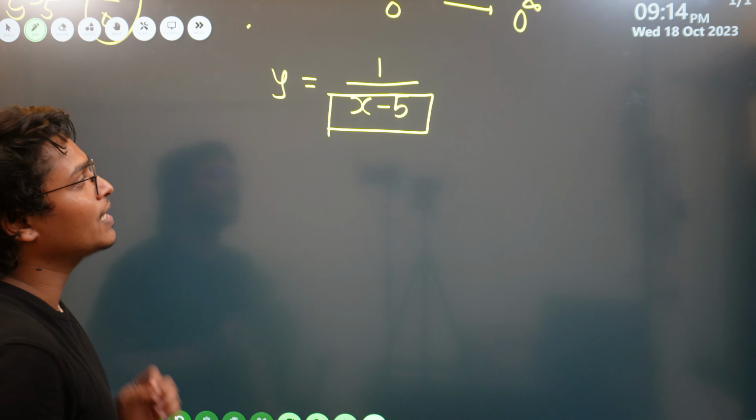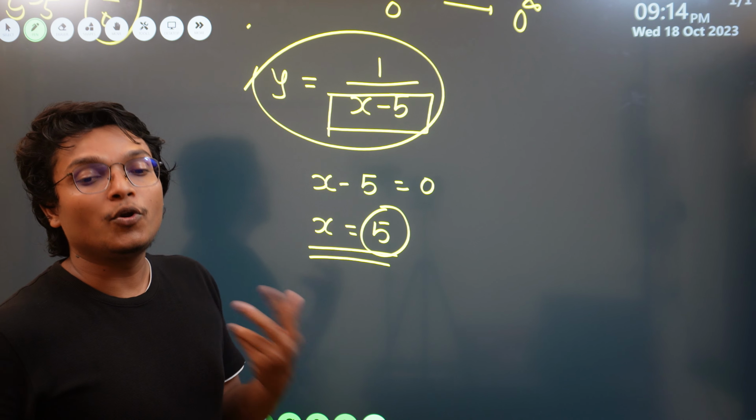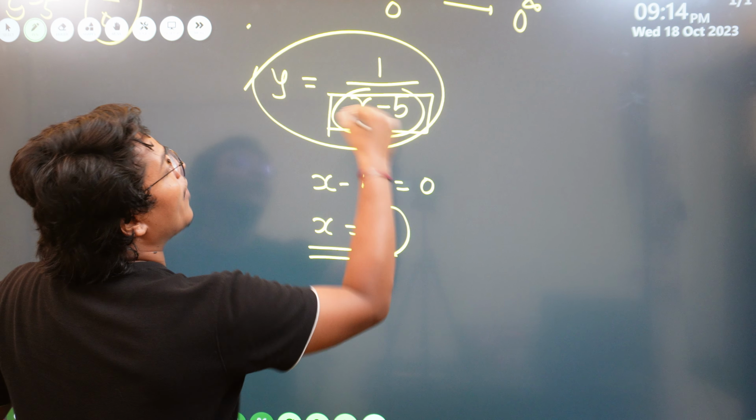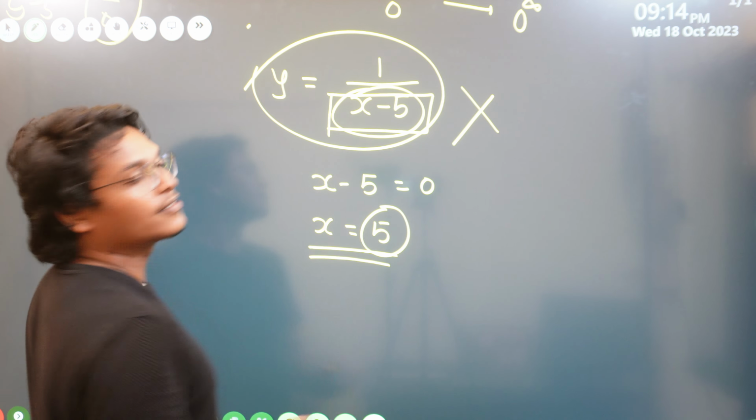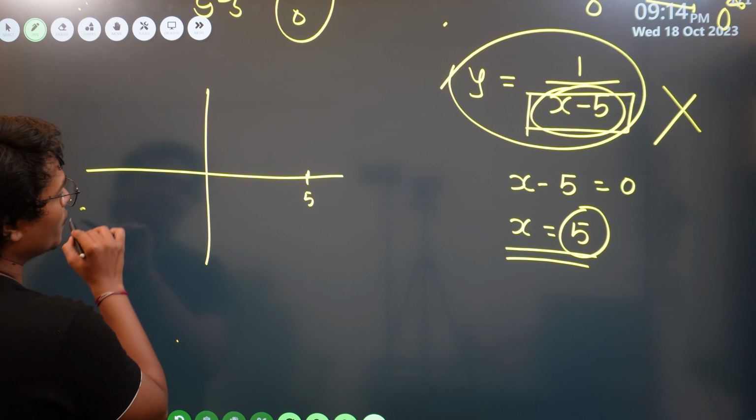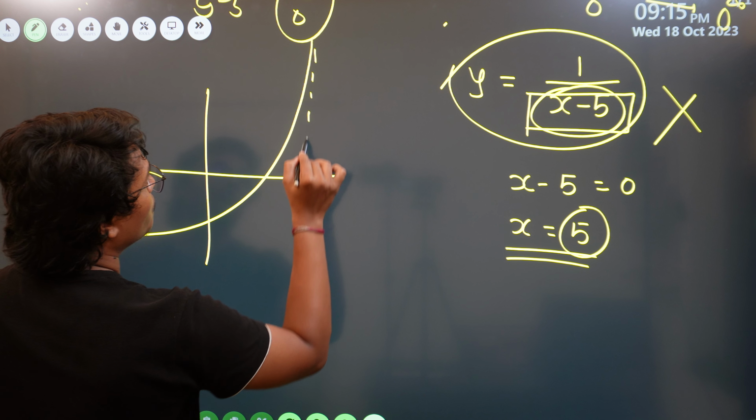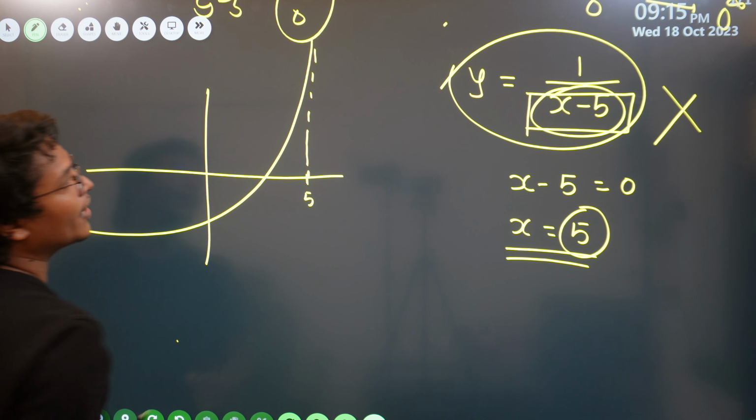Understood? So you're making x minus 5 equal to 0. Why am I doing that? I'm doing it just to find at what point it does not exist. So at the point x equals 5, the asymptote will be formed. If the graph is moving like this, it will not touch 5. At 5 it is discontinuous, so in our domain we will not include 5. This is what asymptote means.